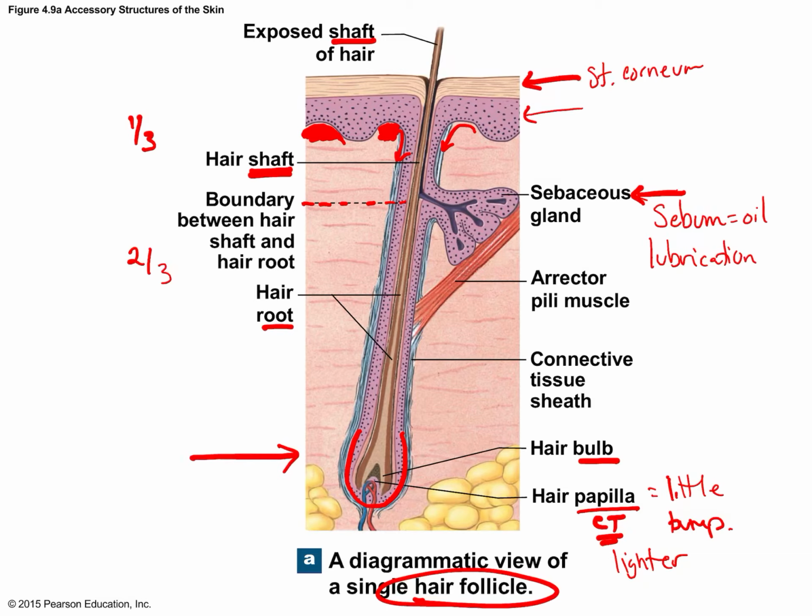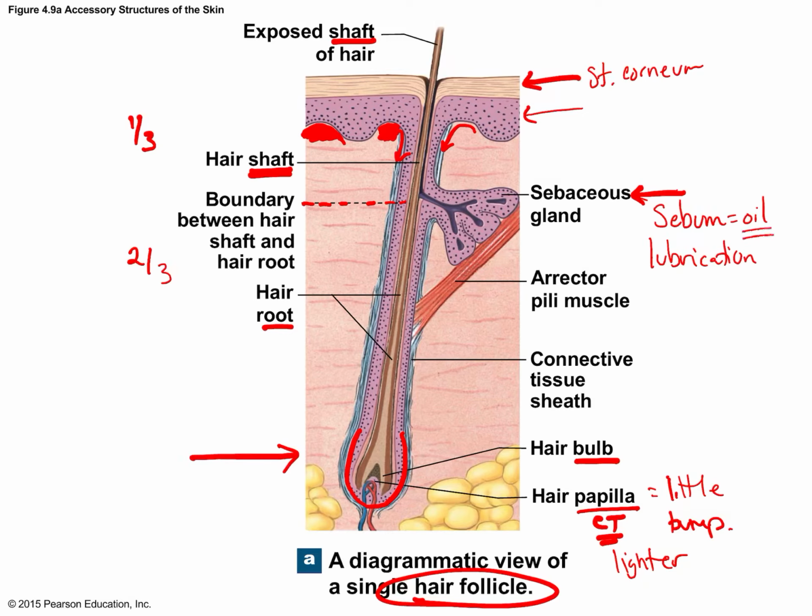So every single hair will have a sebaceous gland on it, and this is something that you want to recognize in a histology slide. Okay, I have in the outline that sebum is also slightly acidic, so that makes your skin slightly acidic, so it also inhibits microbes.